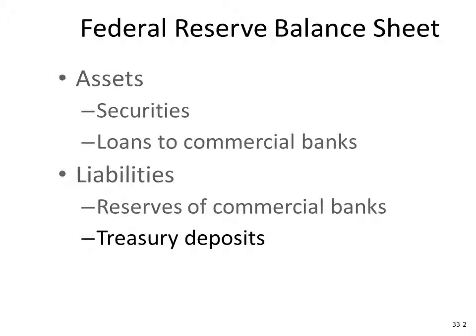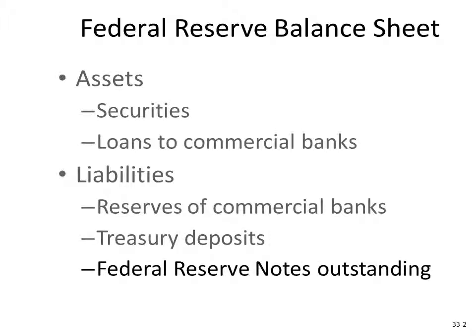Now remember, that's the bank's money. In other words, the Fed uses the required reserve to affect lending, right? But in essence, that's a liability to the Federal Reserve because those reserves are owed back to banks. And then Treasury deposits. Now remember we said that the Federal Reserve is the fiscal agent for the federal government. In other words, Uncle Sam has a bank account with the Federal Reserve that they draw checks on.